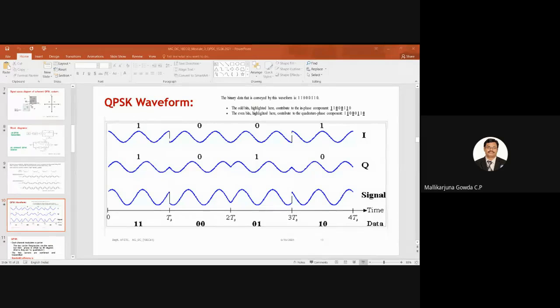Both these signals will be added and transmitted as a QPSK waveform. So for this 1-1, the phase of the QPSK signal is what? Is it possible to say from your end, Rohit? Yes, sir. For the odd sequence it's a cosine, and for the even sequence it's a sine, sir.